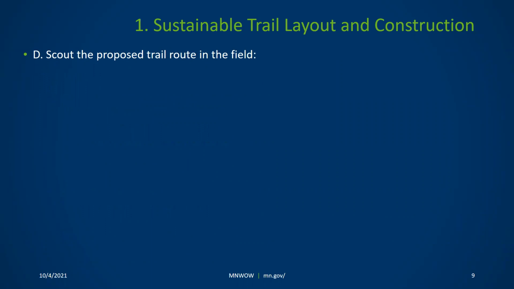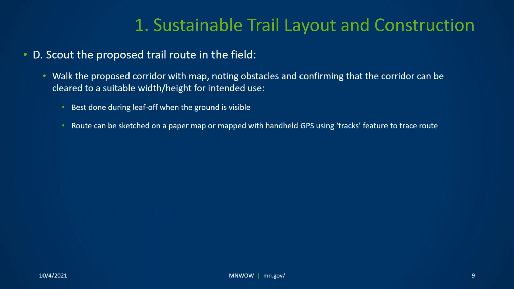The next step is to take that information you've got there, bring it out in the field. Again, you've probably already been there once, at least doing an inventory, and look at how that trail flows on the ground. Walk the proposed corridor, note the obstacles, make sure everything could be cleared to suitable height and width for the intended use. A few notes: this is best done during leaf off.